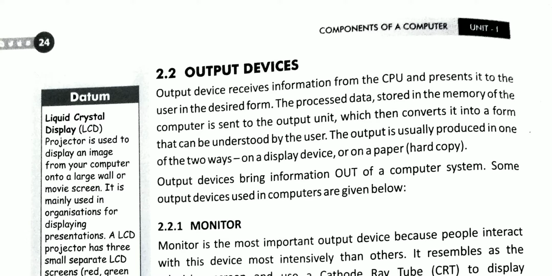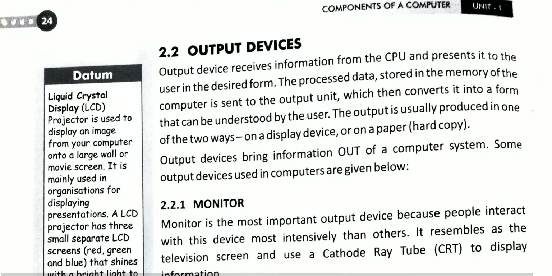So it's written over there, output devices. An output device receives information from the CPU and presents it to the user in the desired form. We already know what output devices do. The processed data stored in the memory of the computer is sent to the output unit, which then converts it into a form that can be understood by the user. The output is usually produced in one of two ways, on a display device or on paper, that is hard copy.